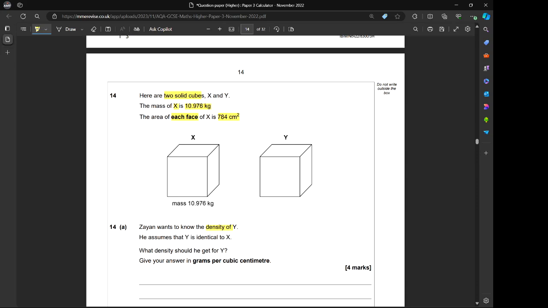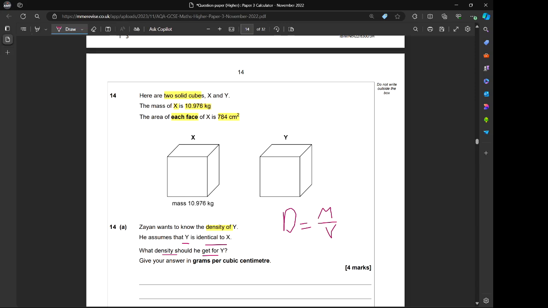Remember, guys, the density of an object is mass over volume. Density is mass over volume. He assumes that Y is identical to X. What density should he get for Y? Give your answer in grams per centimeters cubed.